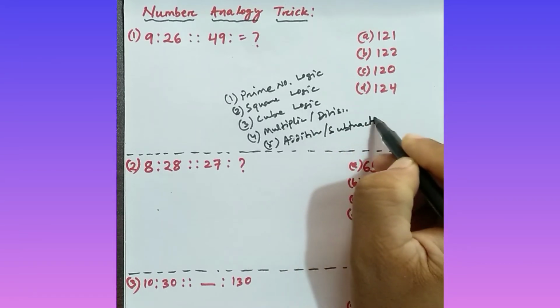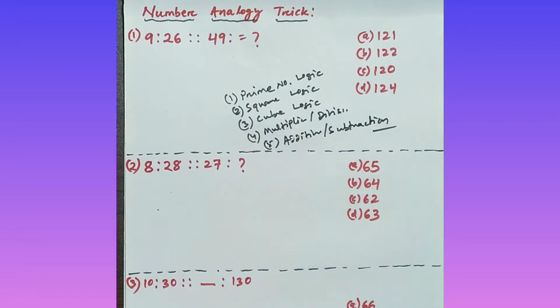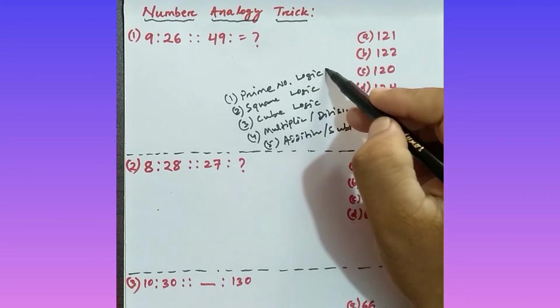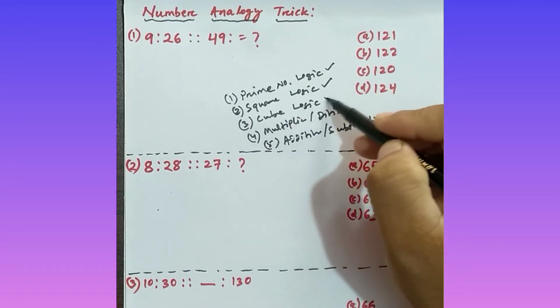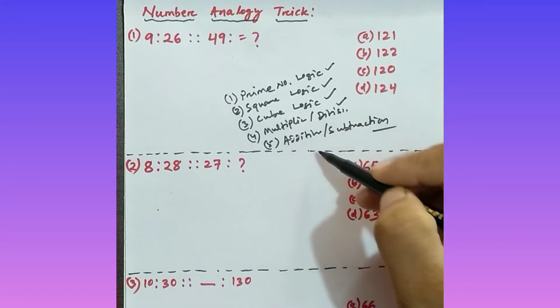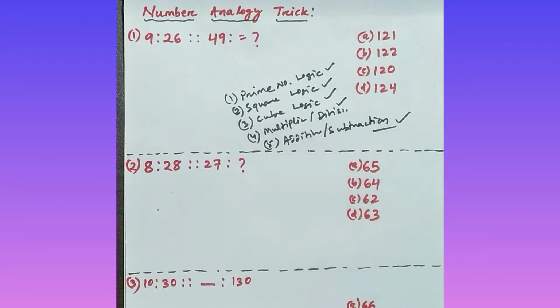So you should think about it in your brain. While solving the number analogy question, first of all you have to apply the prime number logic, then square logic, then cube logic, then multiplication and division logic, then addition and subtraction logic, and so on. Okay, so now look at the question.